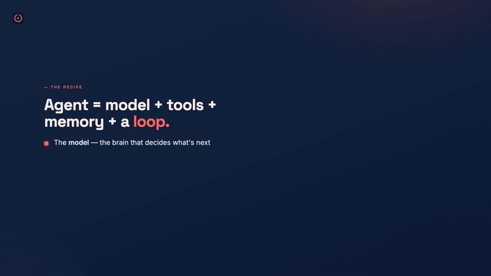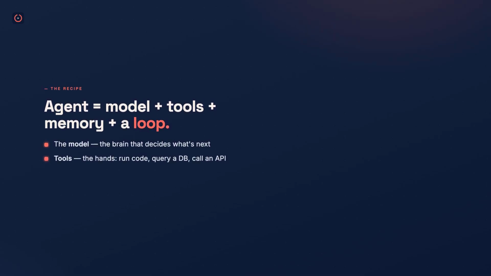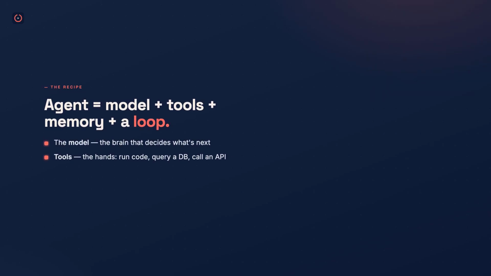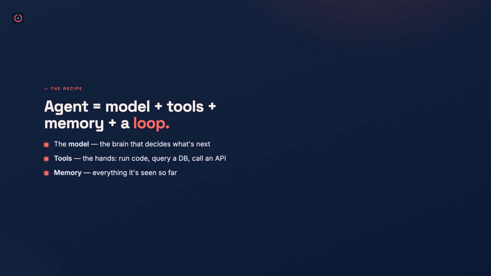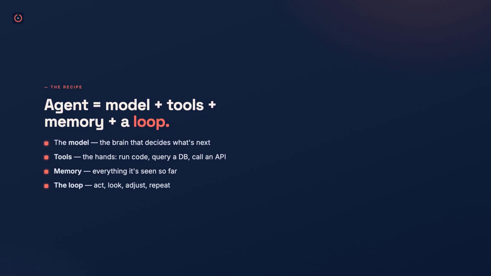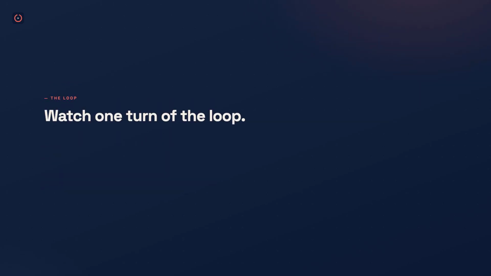1. The model, the brain that decides what to do next. 2. Tools, the hands it uses to actually do things: run code, query a database, and call an API. 3. Memory, everything it's seen so far, so it's not starting from scratch every step. And 4. The loop that ties them together: act, look, adjust, repeat. That loop is the whole trick.